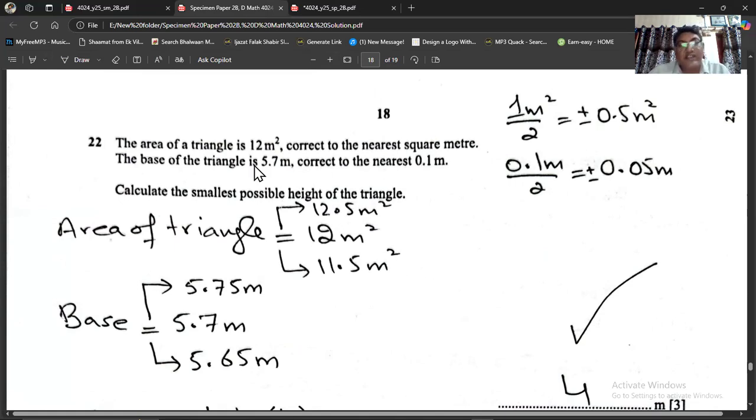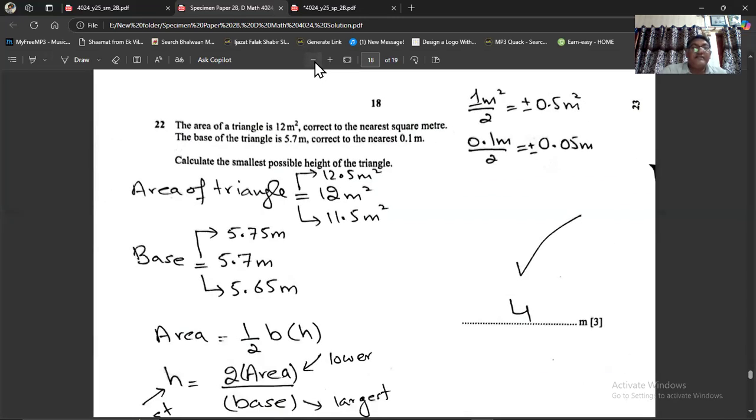The length of the base of the triangle is 5.7, correct to 0.1 meter. Divided by 2, that is 0.05 meter. When you add this, you get the upper bound for the base, that is 5.75. And when you subtract 0.05 from 5.7, you get 5.65 meter, which is the lower bound for the base. Their question is, calculate the smallest possible height.